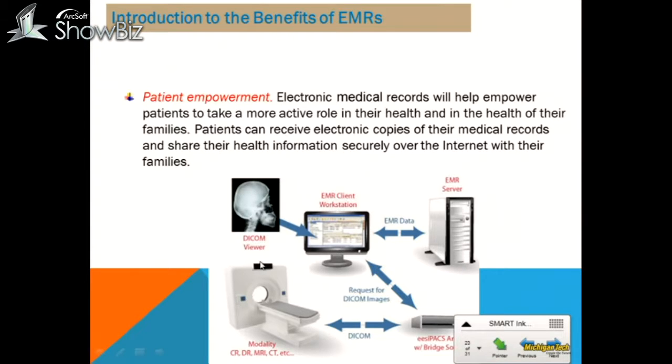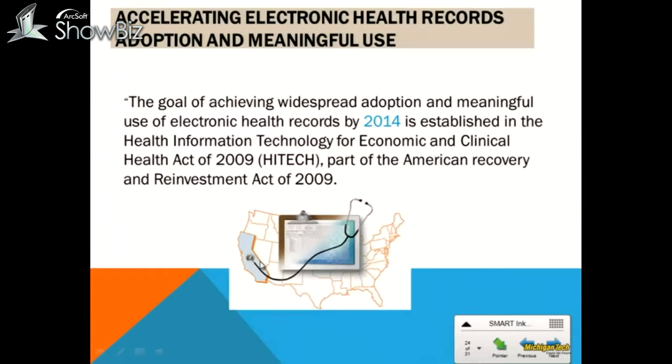Especially for young kids, the parents need to know the situation of their kids. Then they can just watch the electronic record. Because sometimes you forget, you can check. But you cannot keep all of the paper. That also is difficult. So this is patient empowerment.